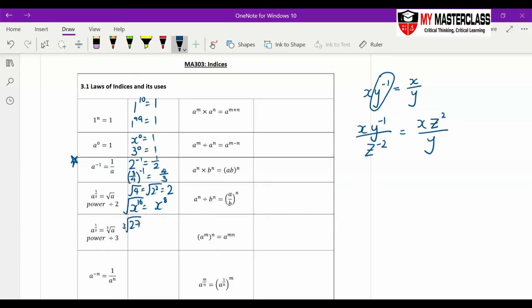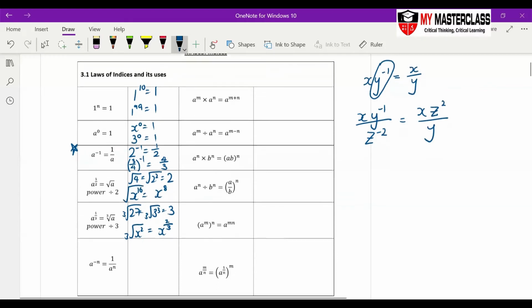27 cube root equals, I cube root 3 to the power of 3, that's why it's equal to 3. So if I need to cube root, even if my power cannot be cube rooted, right? This one will just be x to the power of 2 over 3. Okay, the power of 2 over 3.